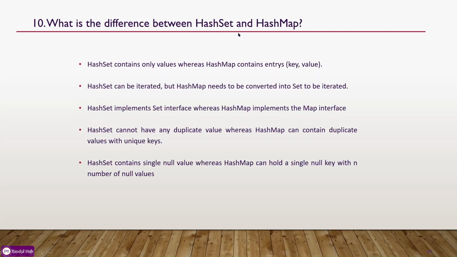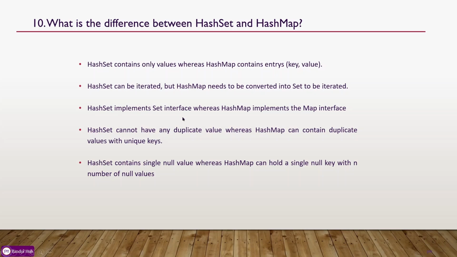So what is the difference between hash set and hash map? Hash set contains only values, whereas hash map contains entries, that is key value. So hash set can be iterated, but hash map needs to be converted into set to be iterated. So hash set contains only values, so we can directly iterate it, whereas hash map, since it's a key value pair, either we can iterate over the key set or a value set. So first we need to generate the key set or value set from the hash map, and then we need to iterate based on the value or the key, whichever we need.